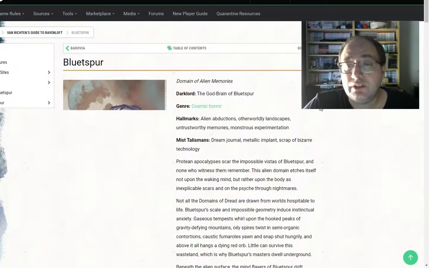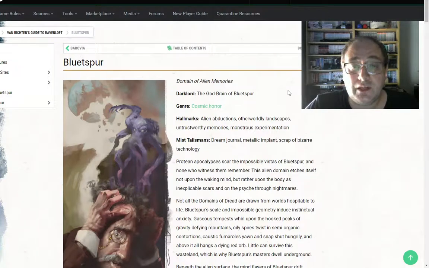Moving on to the next domain, and that is going to be the domain of Bluetspur. I hope I pronounced it correctly. For a while I was pronouncing it one way, and then I was like, no, it's probably pronounced the other way. I don't know, you decide how you want to pronounce it. And Bluetspur is the domain of Cosmic Horror.